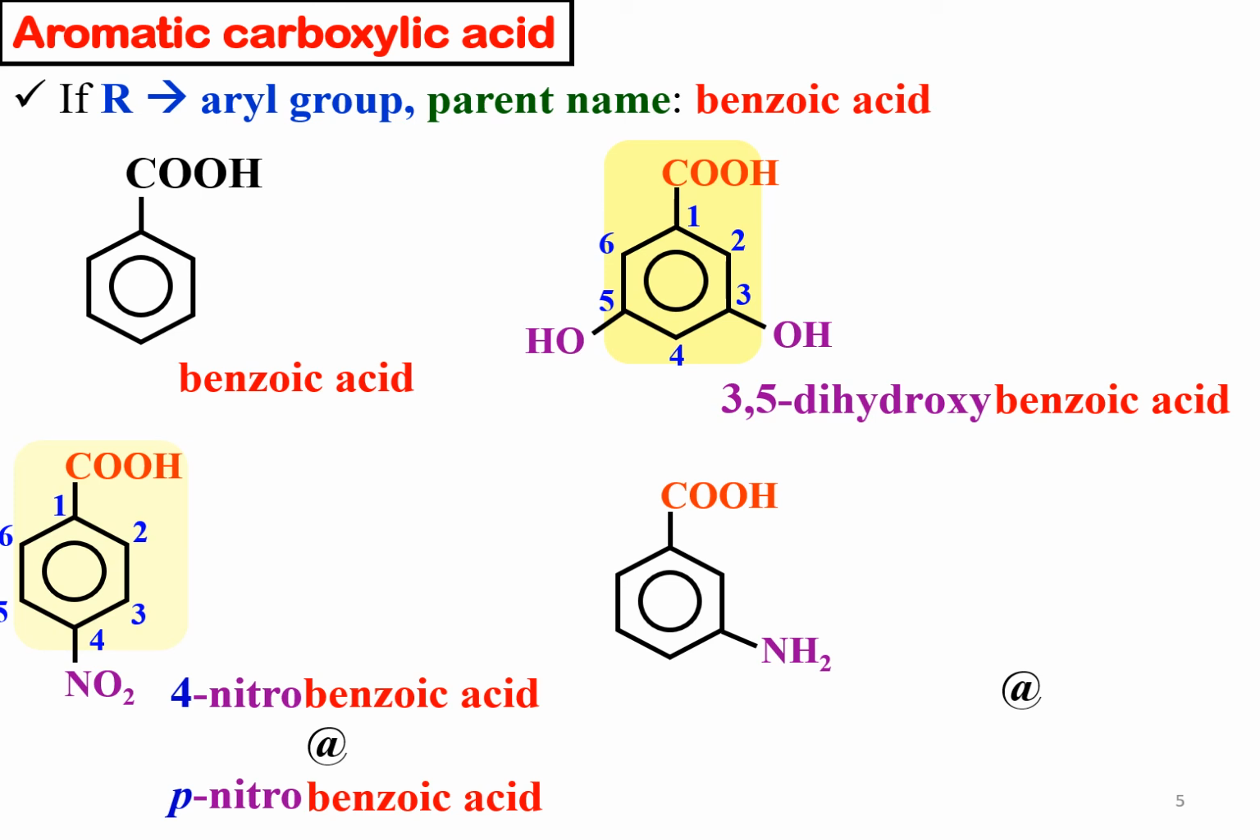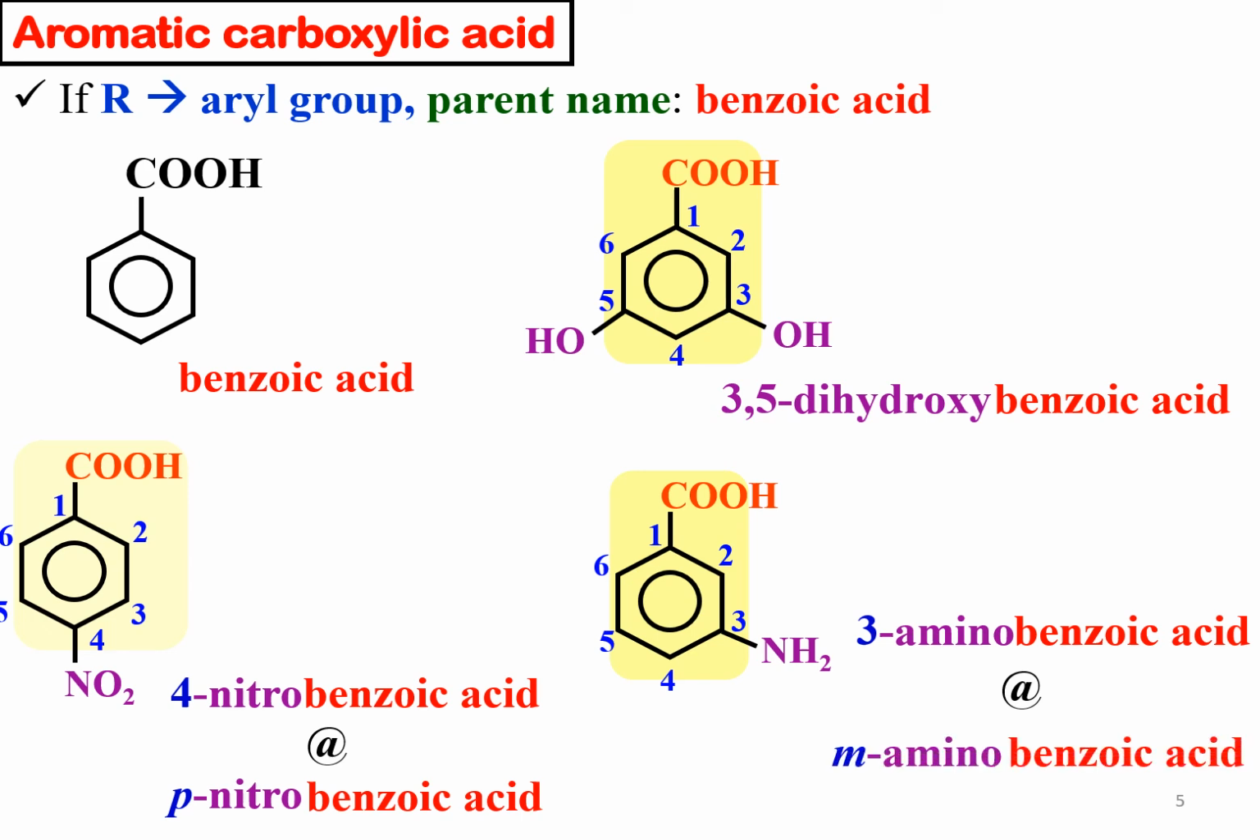1,2 is called ortho, 1,3 is called meta, 1,4 is called para. So here you can see the COOH is carbon 1, NO2 is carbon 4. So para-nitrobenzoic acid. Look at another example. Here benzoic acid is the parent name, so 1, 2, 3, 4, 5, 6. You can see an amino group at carbon 3. So 3-amino benzoic acid, or can be called meta-amino benzoic acid.